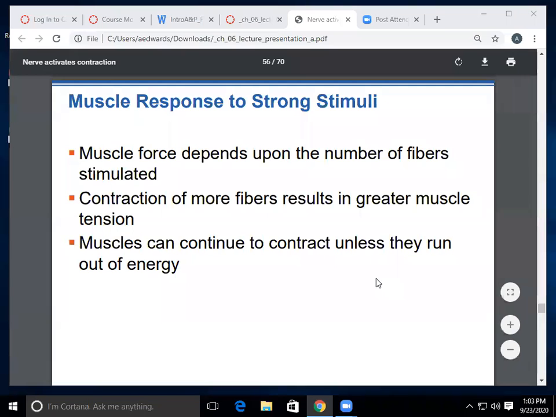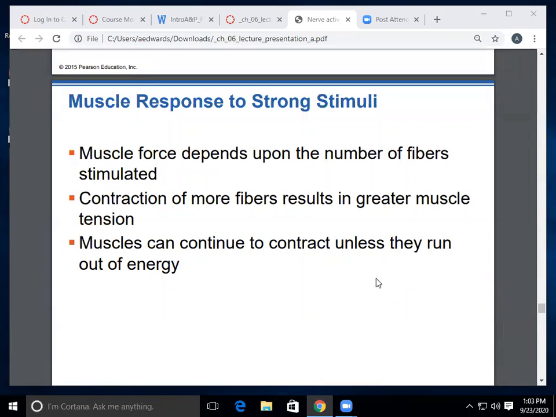All right, so let's talk about muscle responding to stimuli. The force that you get out of any muscle will be consistent with how many fibers you stimulated. Few fibers, small force. Lots of fibers, lots of force. So it's directly proportional, if that makes sense. Again, if you get more fibers involved, more fibers contracting, you get more tension.